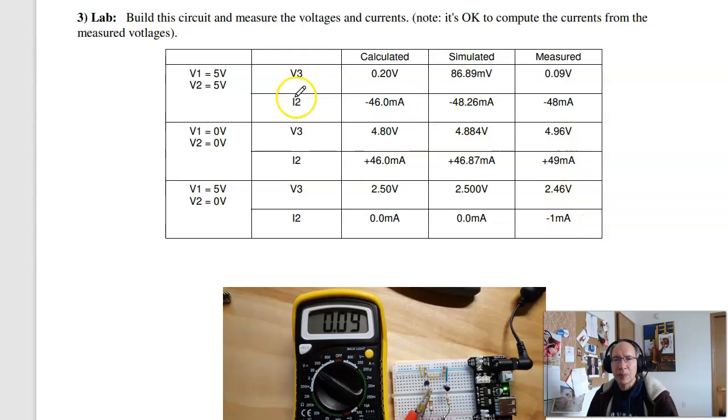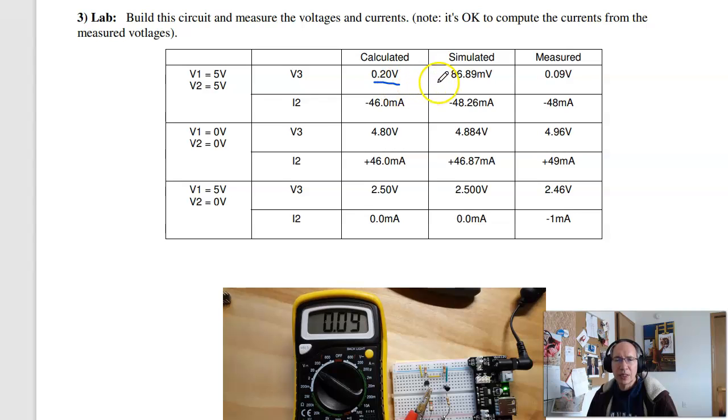When I measure it, I'm expecting 0.2 volts. When I turn on the NPN, I simulated got 0.086. I measured 0.09. When the PNP is turned on, I'm expecting 4.5 minus 0.2. It's actually 4.884. Measured 4.96. Again, the voltage across the transistor is close to 0, but not quite.